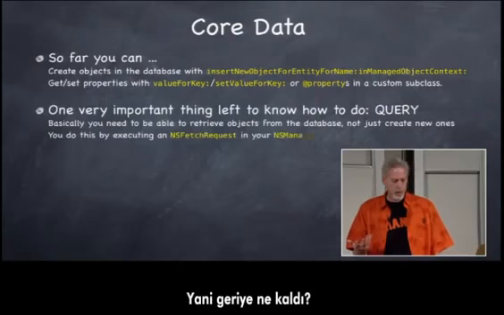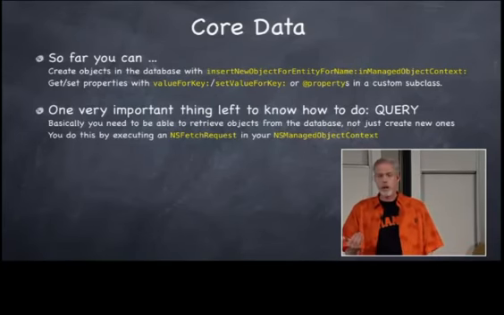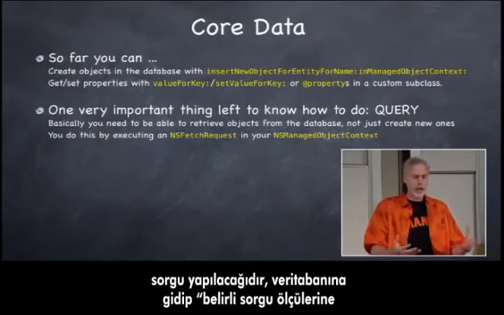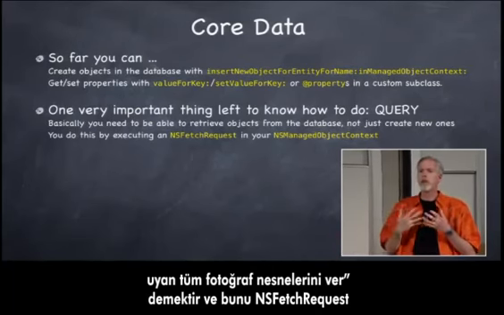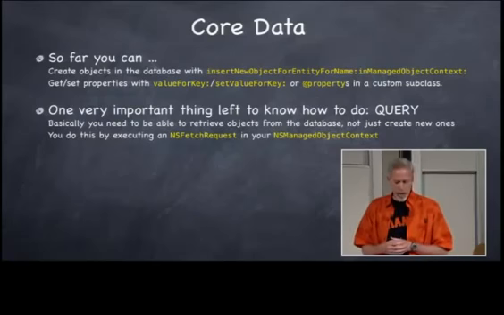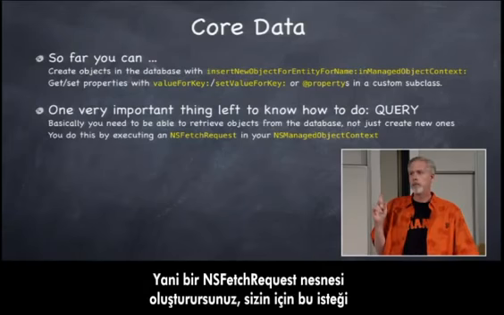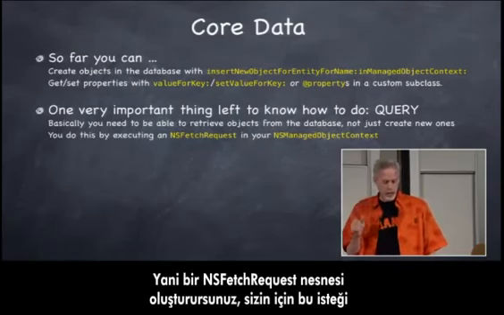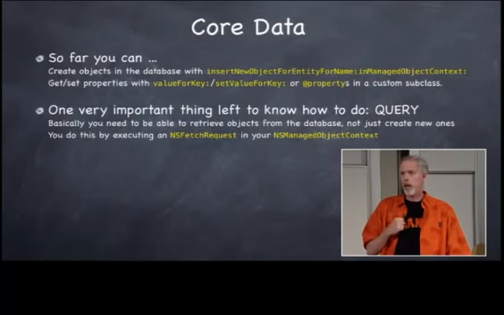So what's left to know how to do? Well, there's a few things, but the real important thing left to know how to do is to query. To go out to the database and say, give me all the photo objects that match some particular query criteria. And you do this by creating and executing these NSFetchRequest objects. Okay? So you create an NSFetchRequest object, and you ask the context to execute that fetch request for you, and it gives you back an array of the results.